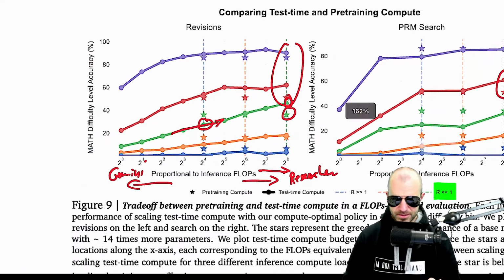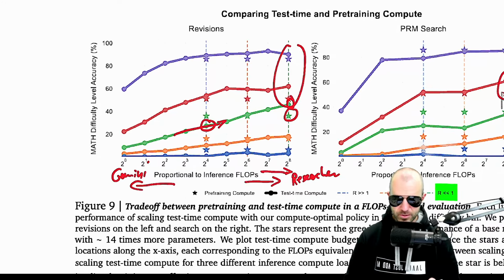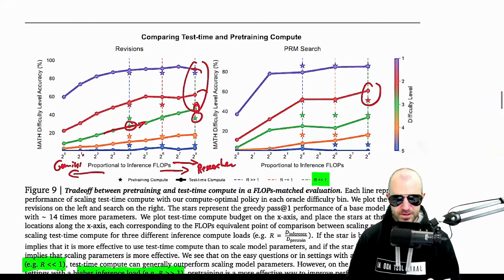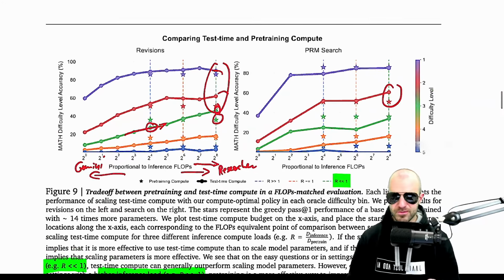So it turns out that on easier questions, which are the more purple and red lines right here, and in the situation where you don't expect to sample as often, it can be more effective to invest into test time compute rather than pre-training. But in situations where you expect to sample very often, it is almost always a better investment to invest into pre-training.